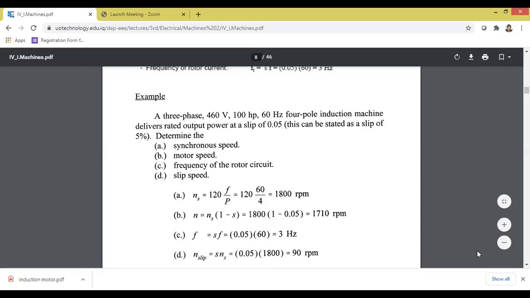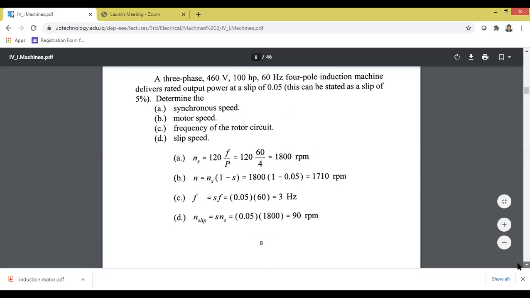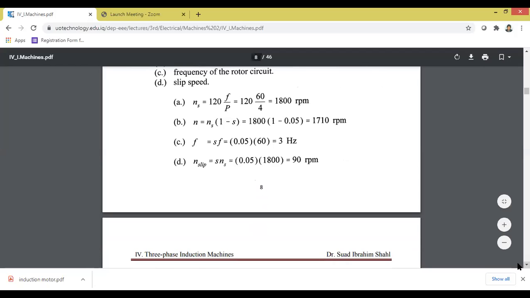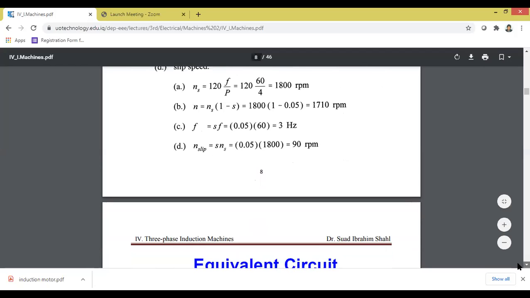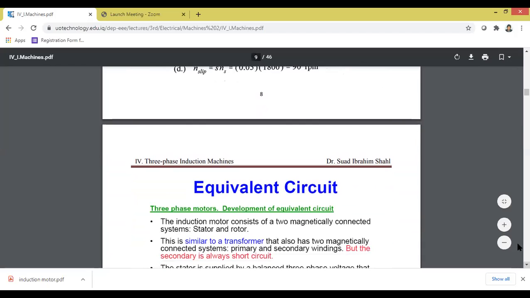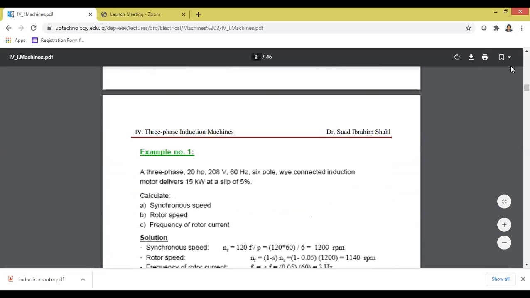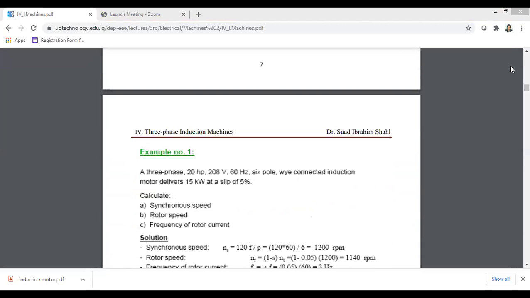So the problems on induction motor are direct formula substitution: Ns equal to 120 into f by P, slip and synchronous speed. Regarding the equivalent circuit, we'll see later on. Let me share the exact topics we have planned.